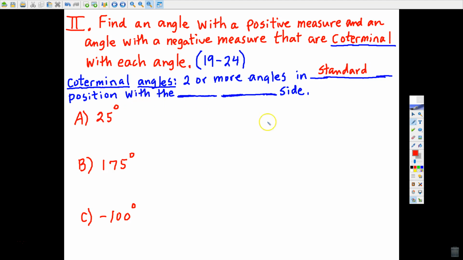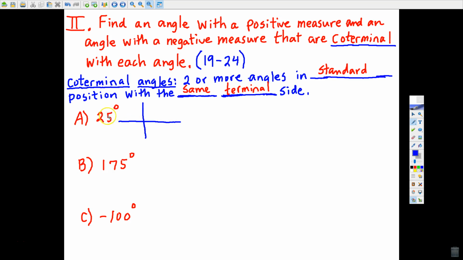And standard position means that the initial side is always the positive x, and then there's a terminal side. But with coterminal angles, two or more angles in standard position have the same terminal side. Okay, so let me explain this. You don't have to draw your XY plane, but I'm going to do it for this first one just to illustrate.